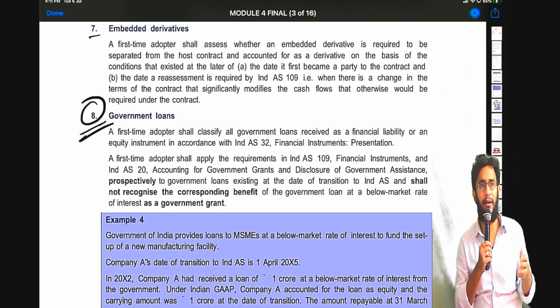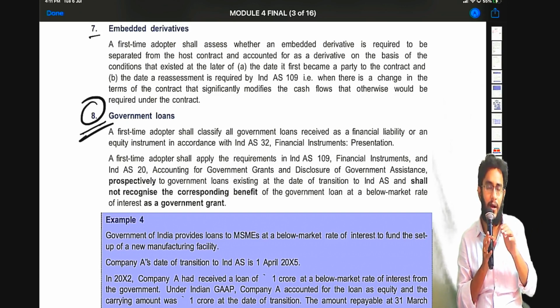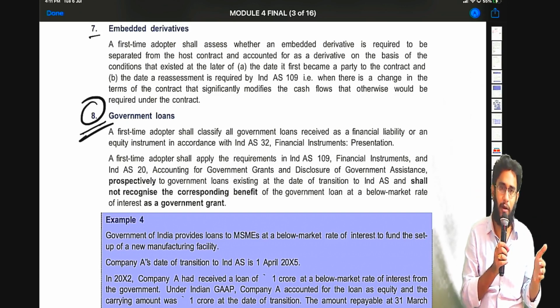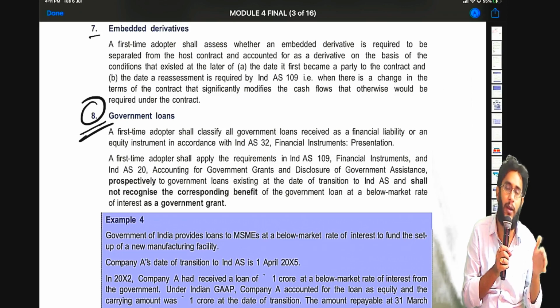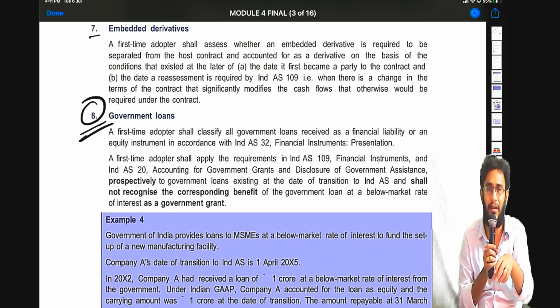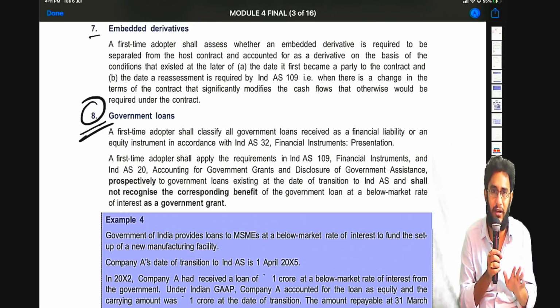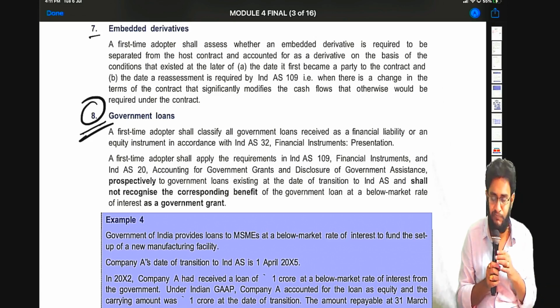You apply market interest rate, you discount all the cash flows. The present value portion, you will call it as the fair value of the loan. The excess amount what you received over and above that from the government, you call it as a grant. A grant usually will be accounted as a deferred income and all. We studied that in Ind AS 20.